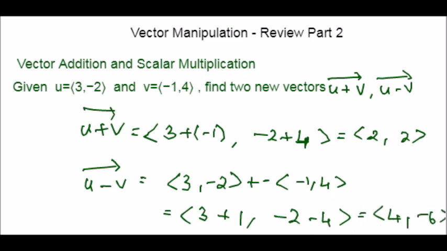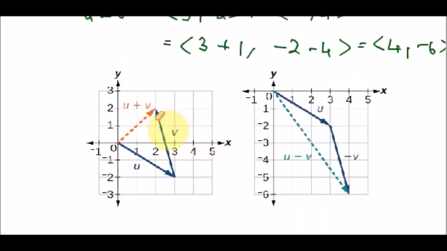Let me give you the visuals for both the sum of the two vectors and the difference of the two vectors. u plus v is 2, 2 here, and u minus v, u plus negative v, is 4, negative 6. So it will be lying here. So this is how the visuals look for both. Hope you're clear with this one. So this is all about addition and subtraction. Now let's move on to the multiplication.